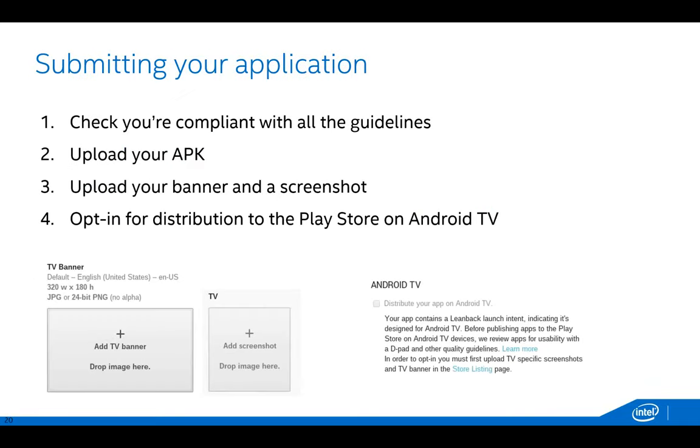So after you've taken care of all of these things, I know there might be quite a lot of things to take care of and be aware of, but it's just so that your application looks really well on a TV interface, and it doesn't use things like GPS because it doesn't make sense, or camera, or phone, or whatever. So after you check that you're compliant with all the guidelines, you just upload your APK. You upload your banner and the screenshots, and you have to actually opt in for the option right there, which is distribute your app on Android TV. You actually have to pick that before your application can be published on the store.